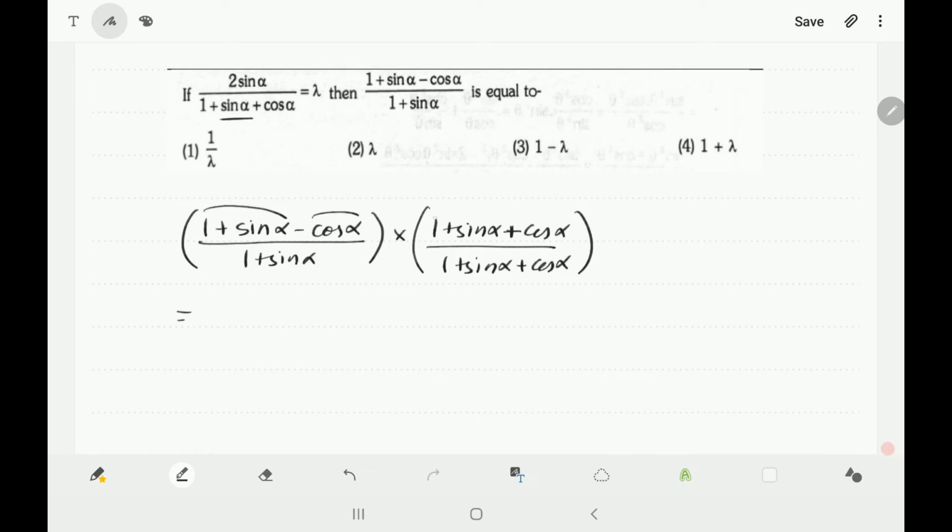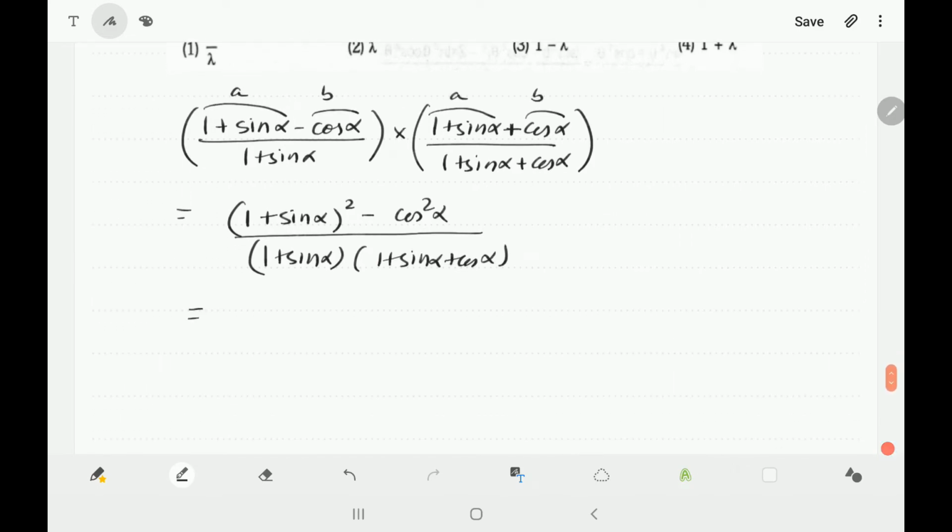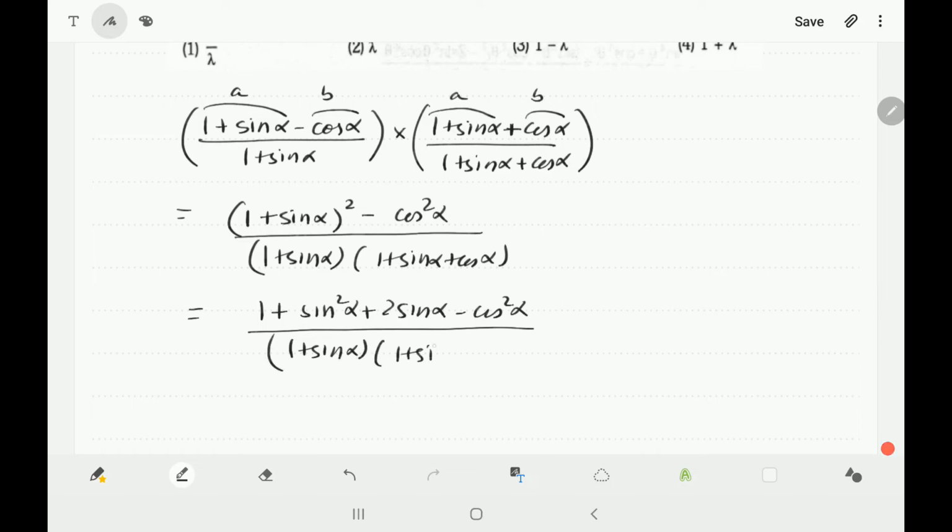Now the good thing about this problem is that you have this term 1 plus sin alpha minus cos alpha, and here you have 1 plus sin alpha plus cos alpha. If you treat 1 plus sin alpha as A and cos alpha as B, you will have A plus B into A minus B, which is A² minus B². So you will get (1 plus sin alpha)² minus cos²alpha, divided by 1 plus sin alpha into 1 plus sin alpha plus cos alpha. Now let's simplify it further. (1 plus sin alpha)² can be written as 1 plus sin²alpha plus 2 sin alpha, minus cos²alpha, divided by 1 plus sin alpha into 1 plus sin alpha plus cos alpha.